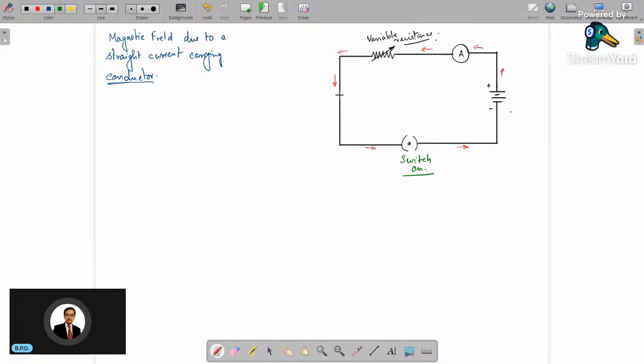If we go for this flow of current along this particular conductor, then we will observe a magnetic field around it, like this one, like this one.